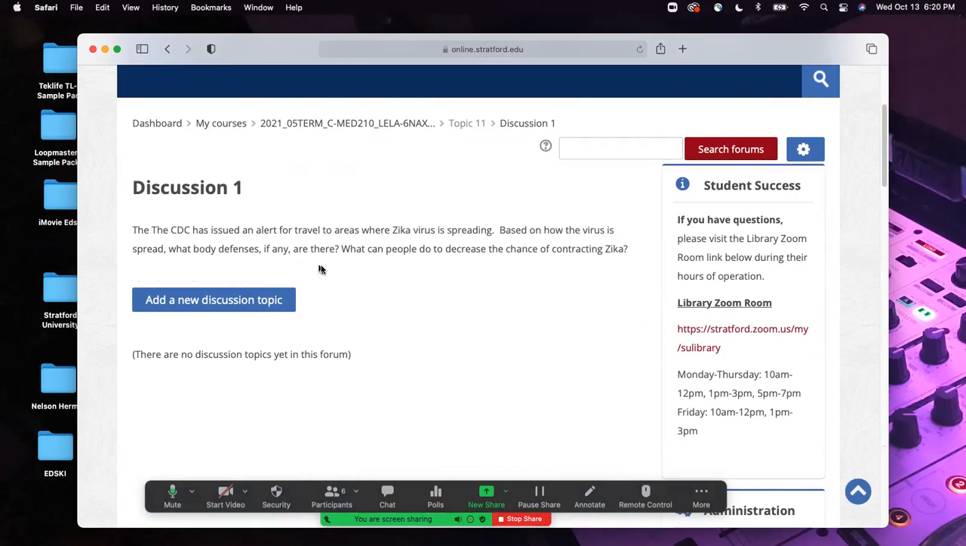The CDC has issued an alert. This was years ago when the course was revamped, and they were talking about Zika virus. Well, you could talk about Zika or any of these nasty viruses the world has, like Ebola or COVID, if you want to talk about that. Based on how the virus is spread, right? First tell me, how do viruses spread? How do they get past our body defenses, or do they get past our body defenses? And what can we do to decrease the chance?